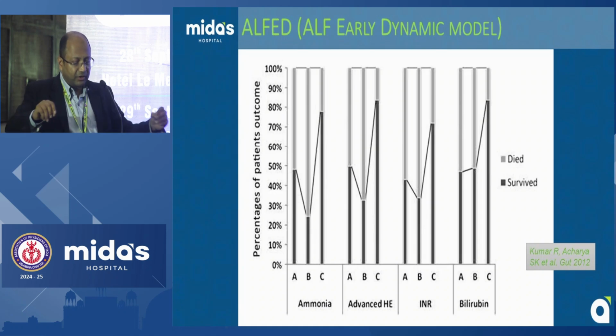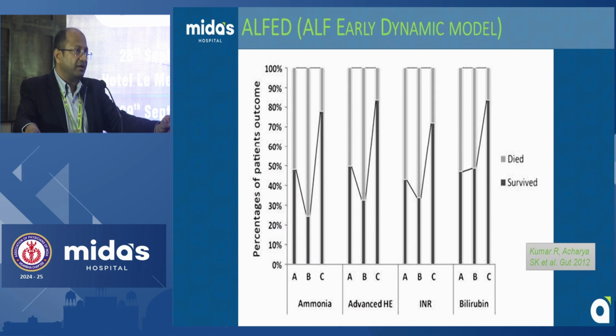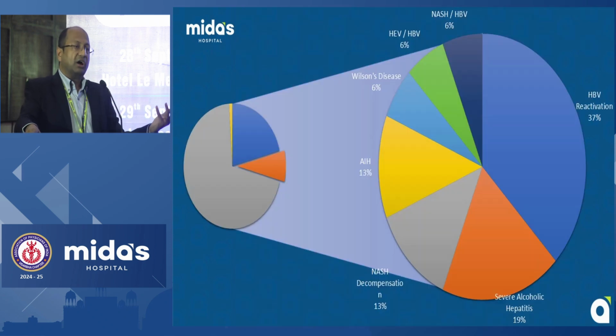One of the most interesting criteria was by Dr. Acharya, the Alfred criteria, which is a dynamic criteria. So you keep looking at the patient's condition over time and see how they are behaving, and depending on that, you decide whether they are likely to recover or they are likely to require a transplant.